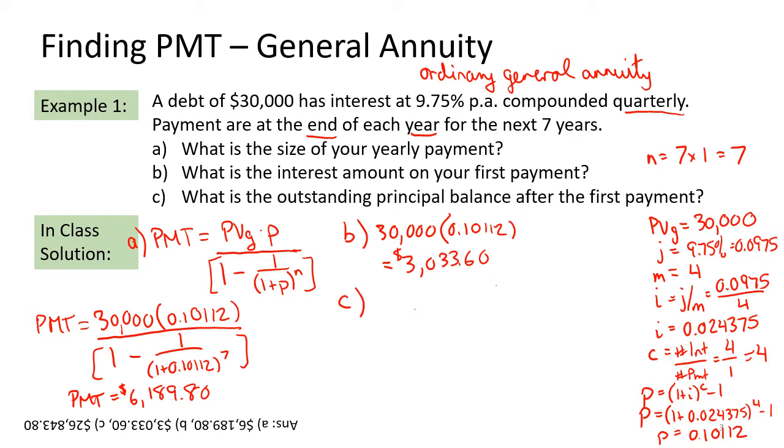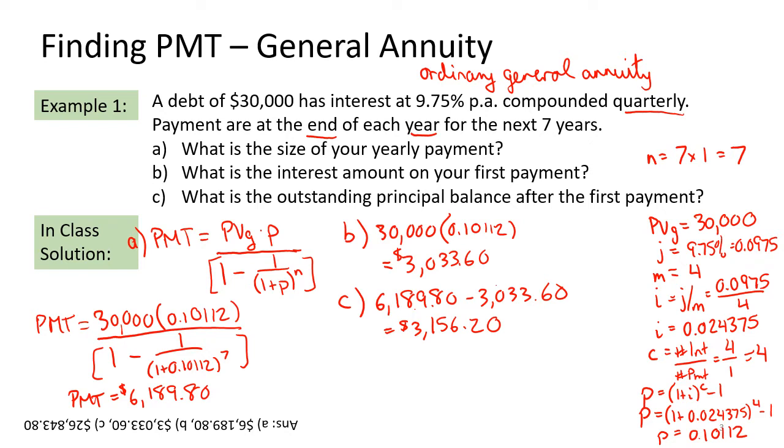So for part C, now, what is the outstanding principal balance after the first payment? Well, first, we have to figure out how much of our payment is actually paying off the principal. So what's that breakdown? So that's equal to our payment, $6,189.80, I put the comma in the wrong place, minus $3,033.60. And that comes out to $3,156.20. So that is the amount of principal that you're paying off on your first debt payment.